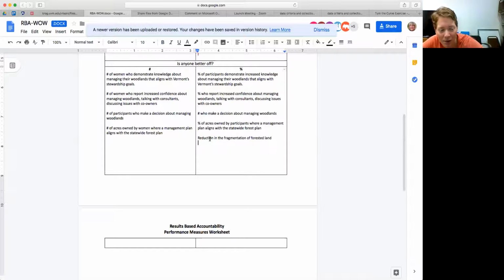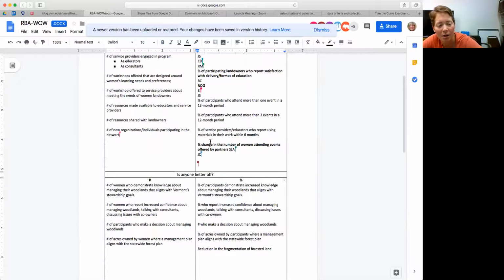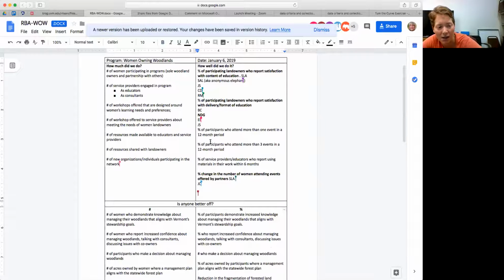Sorry, can I ask you a question about the previous quadrant quickly? Yes. I guess I'm a little bit confused about percent change in the number of women attending events, because would that be a change in behavior? Because it's like a change in engagement with managing a woodland. I guess, or you could see it as a proxy for they like the content and delivery and format, but then you're kind of already asking that, I guess. So there's a part of me that says this is really something along the, well, no, it's a good question.